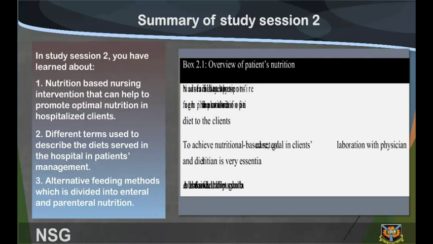Overview of patient's nutrition. Nurses have a responsibility to maintain health and facilitate patient recovery from illness through promotion of optimal nutrition and provision of a balanced diet to the client. To achieve nutritional-based set goals in client care, collaboration with physician and dietitian is very essential. A balanced diet can be obtained through the use of locally available food.